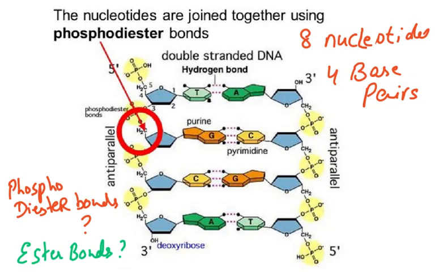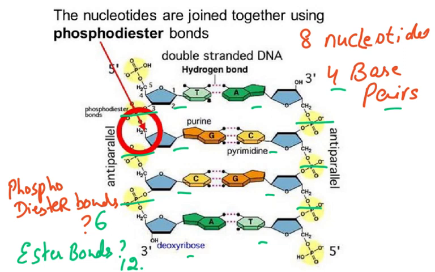Now the common mistake that you make is when you look at this diagram, what are they? There are 8 nucleotides. 1, 2, 3, 4, 5, 6, 7, 8. But there are 4 base pairs. So how many phosphodiester bonds would there be? And how many ester bonds would there be? Phosphodiester bonds would be 1, 2, 3, 4, 5, 6. So 6 phosphodiester bonds, but ester bonds would be 12 because it's a diester.